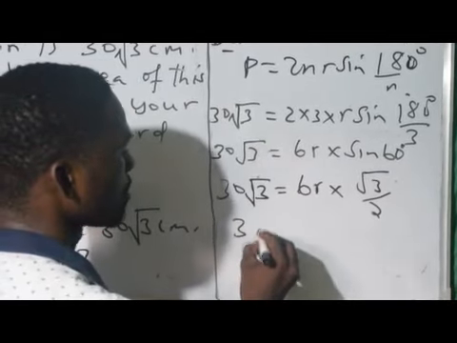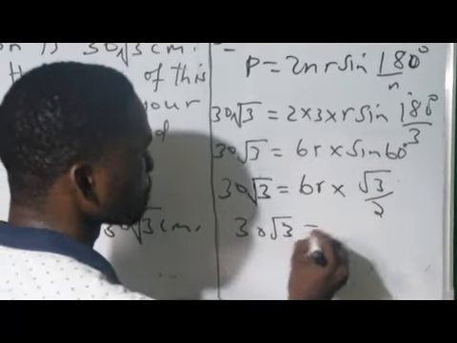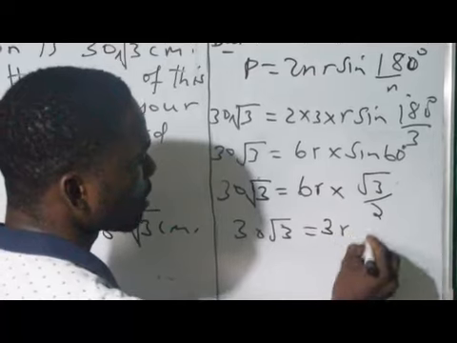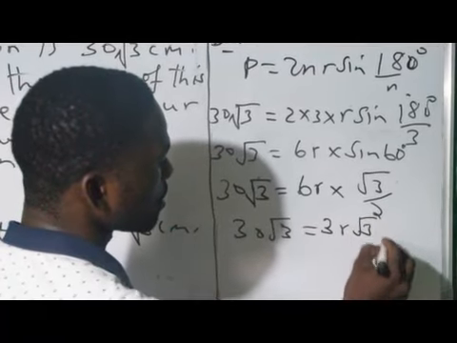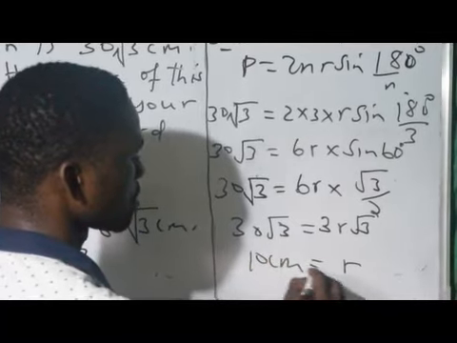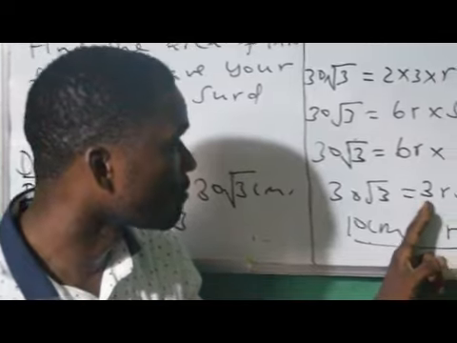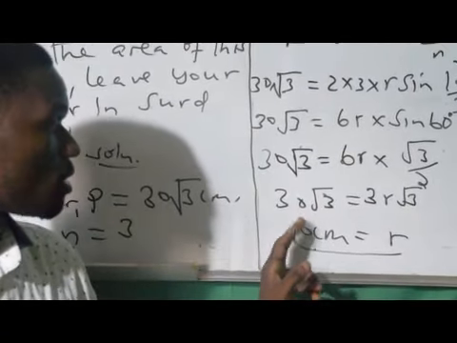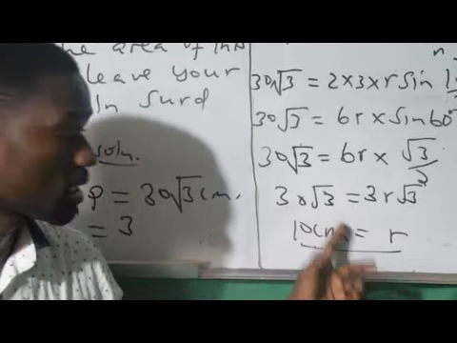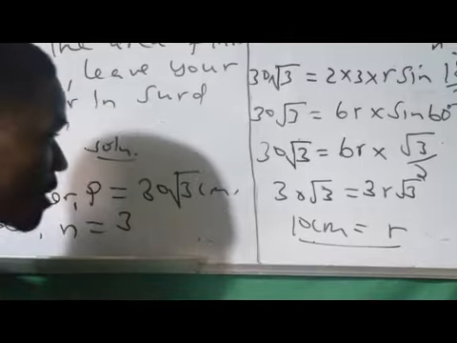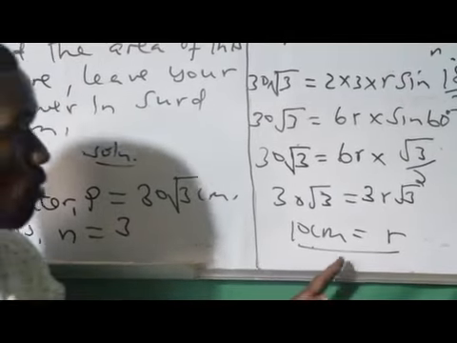This one will be 30 times the square root of 3. These two simplify with 6, and you'll have 3r times the square root of 3. Making r the subject, you get 10 centimeters. What you do here is divide by 3 and divide by the square root of 3. At the end of the day, if you do that on both sides, you get r to be 10 centimeters. So now we have found the obstacle.